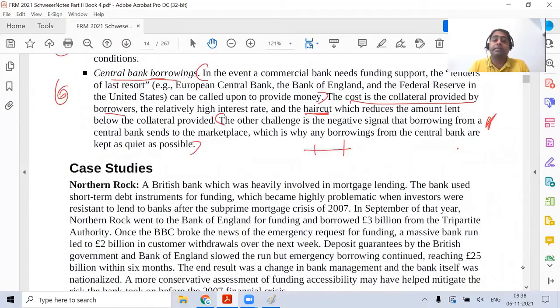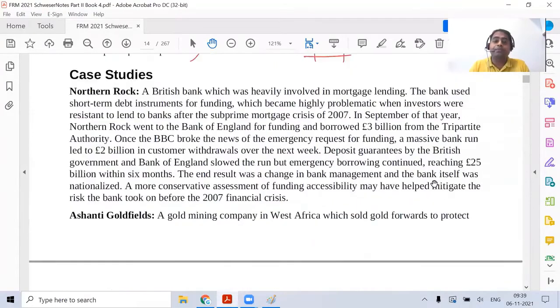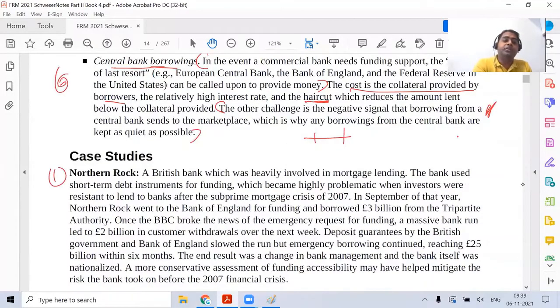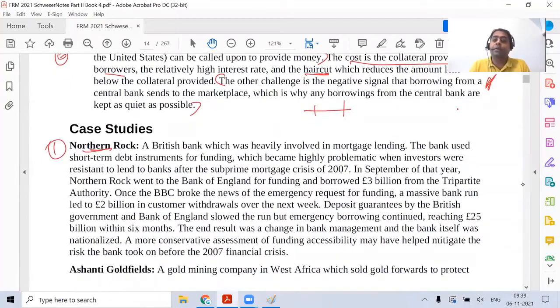Now these case studies are important for your exam. So mark all of them important. Mark it as star. Okay. The first case study is the Northern Rock case study. Over here, you'll find the reputation damage, the negative signal example also. So this British bank was heavily involved in mortgage lending, which is explicit to your structured product. Okay, this was related to your 2007-8 crisis.